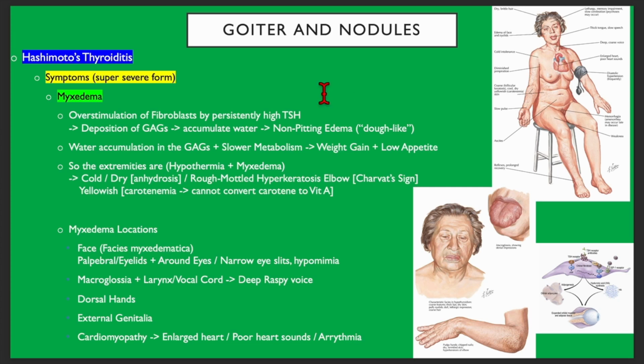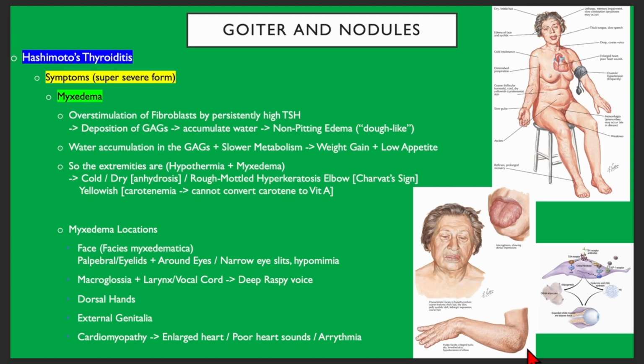So in untreated Hashimoto, not every patient of Hashimoto is like this. This is the untreated one, the super severe form. Myxedema, we said how it works. We said about the stimulation of the fibroblasts. So they will have water accumulation plus slower metabolism. This means weight gain and low appetite. So the weight gain is not just fat or the slow metabolism, it's also the water accumulation, okay? So that's how they get weight gain.